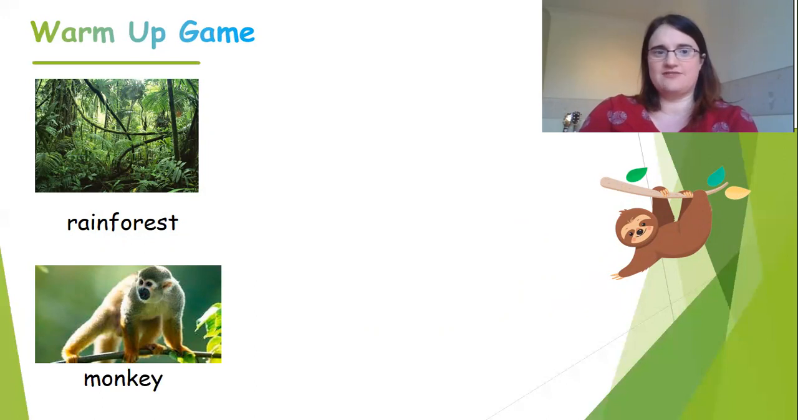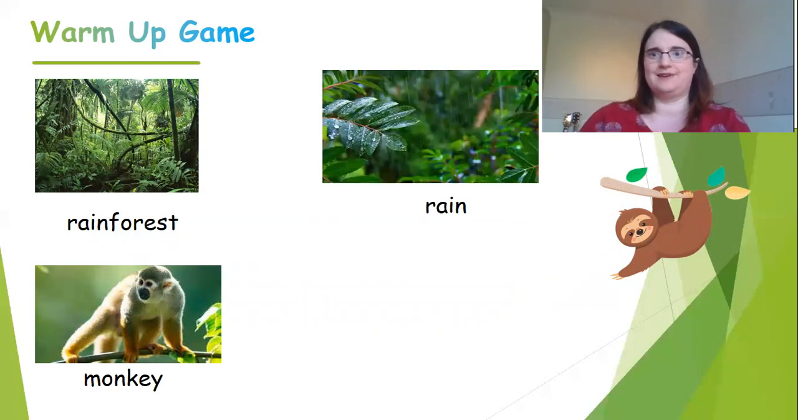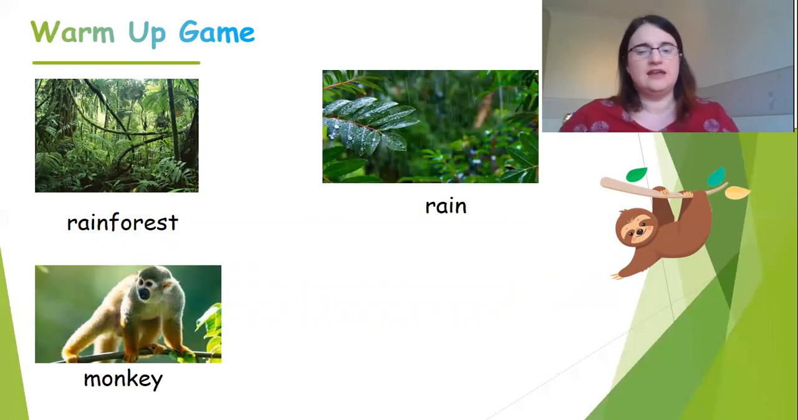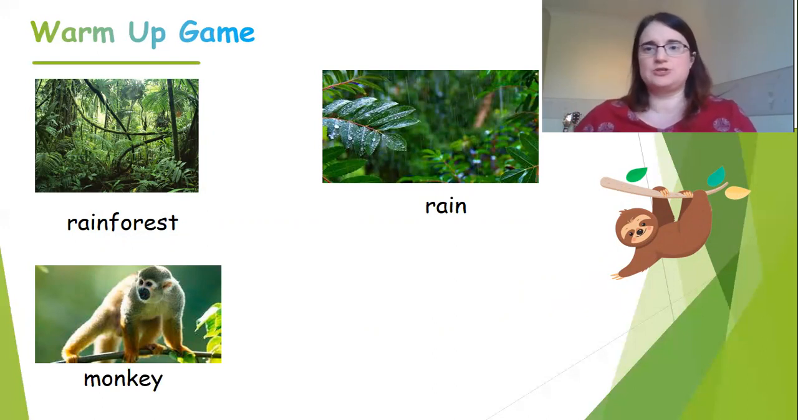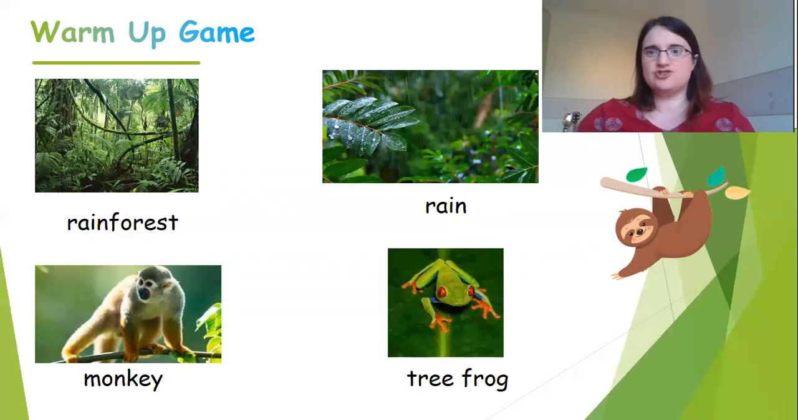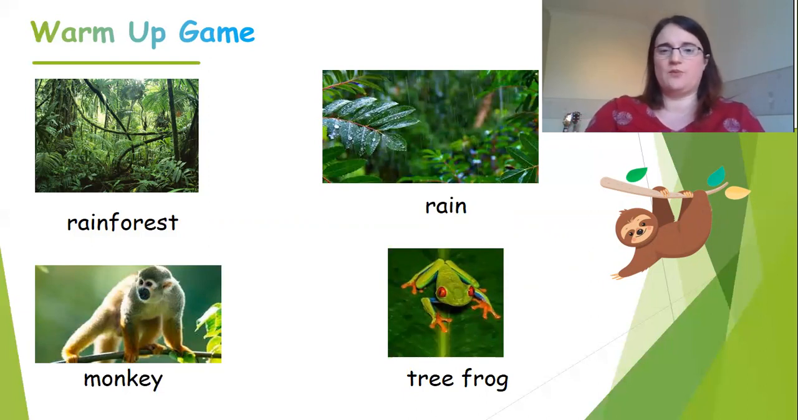And our third one, are you ready for our third one? Here we go. Rain. How are you describing that rain? Can we make an expanded noun phrase for that? Off you go. Press pause. And finally, tree frog. What can you write about that tree frog? Think about the behaviour of the tree frog or the way it looks or what it's got on its body. Off you go.